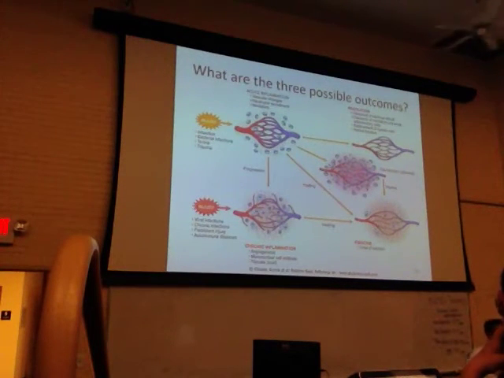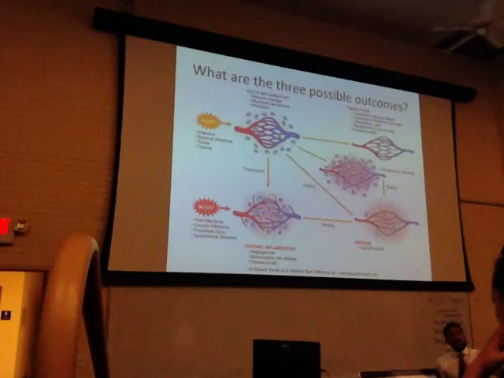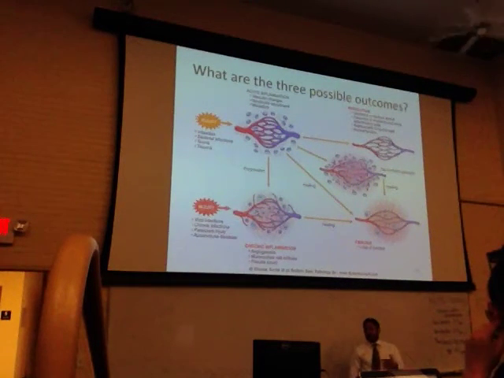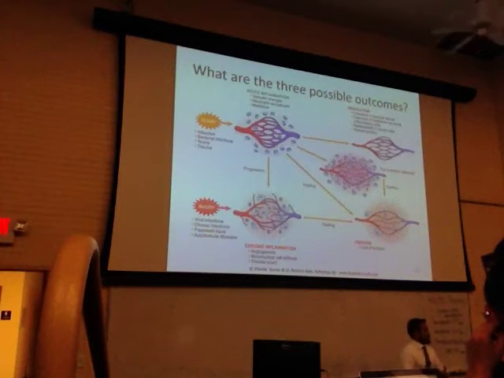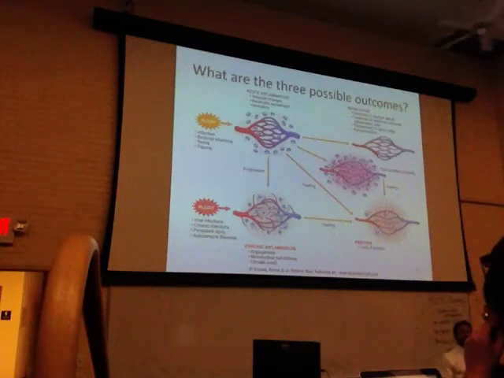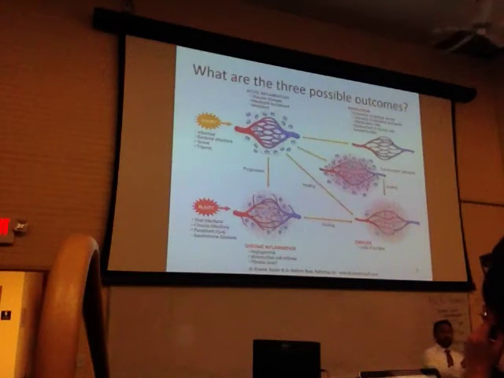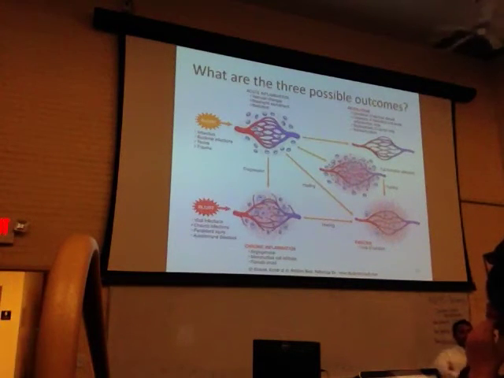Complete resolution, you get normal repair of function. Some of you may have cut yourself when you were very young. You fell off your bike, you had this massive spill, it was gnarly, and you can barely find the scar. Because when we're younger, our healing is more like embryonic healing than when we're older.